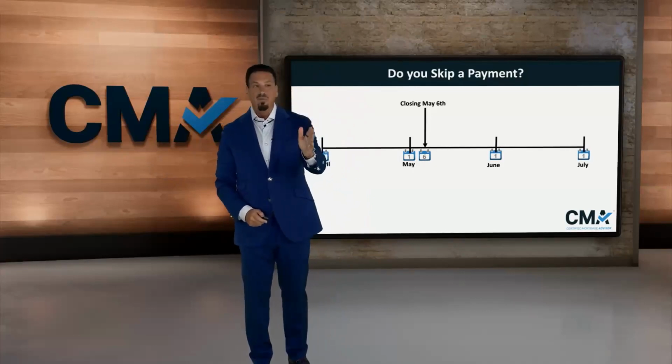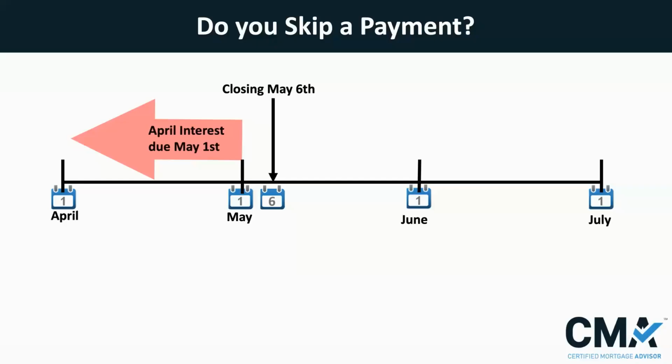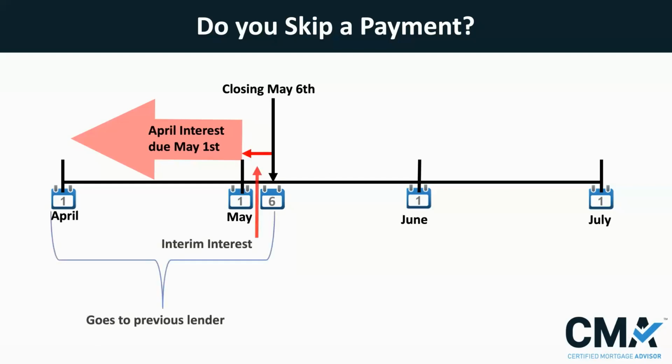So if you didn't make the May 1st payment, you're not skipping it. You owe that. It should have been paid May 1st for the month of April. But if you didn't pay it, you darn well know that at the closing table, they're going to collect it. They're going to add it to what you owe. But what about between the 1st and the 6th? They're not getting off the hook for that either. You've got to pay that at the closing table too. So all that money, called interim interest, that's going to go to the previous lender. And that's going to make them happy. Now you're paid off.